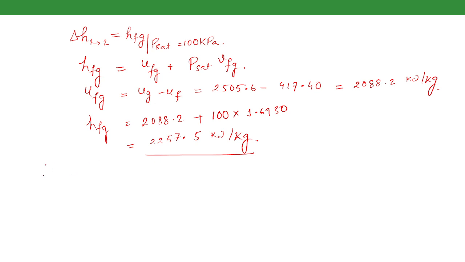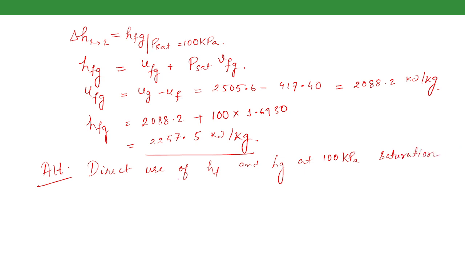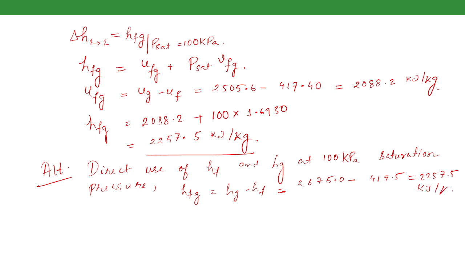Another way is the direct use of hf and hg from the property table. So direct use of hf and hg at 100 kPa saturation pressure, hfg is hg minus hf. So this is 2675.0 minus 417.5. So this also comes out to be 2257.5. So we can say that both these ways give the same value.